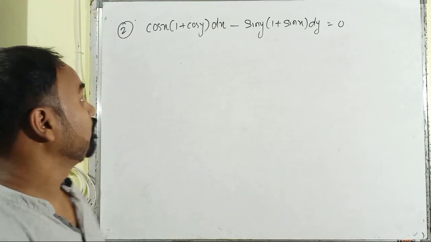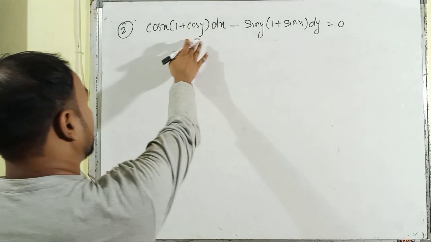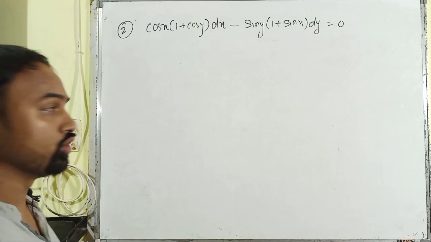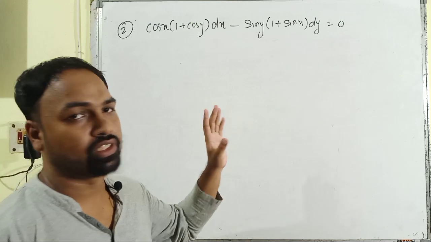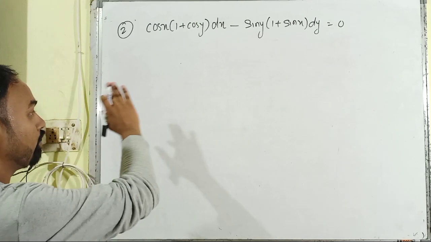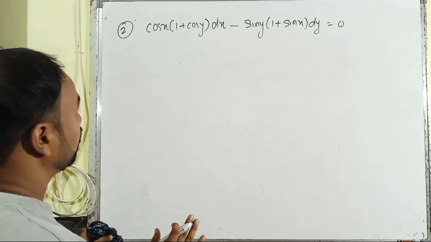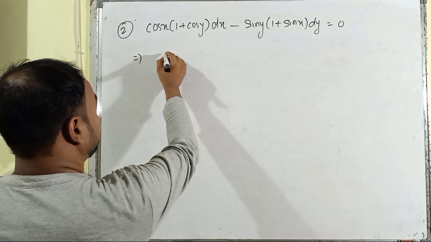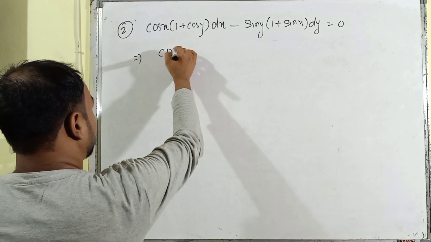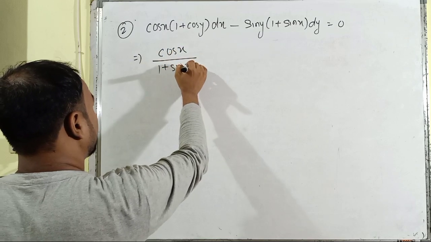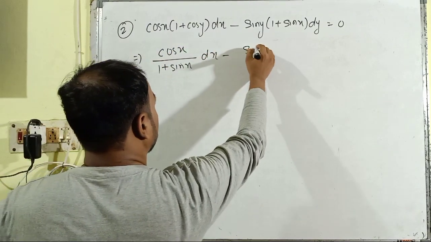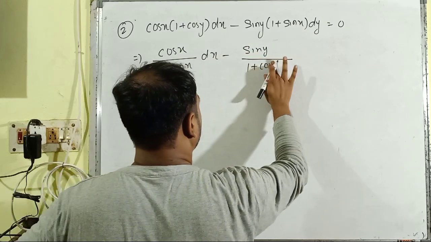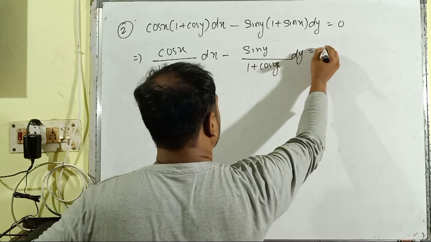So here it is the second problem of this session, and it is given that cos x (1 plus cos y) dx minus sin y (1 plus sin x) dy is equal to 0, and it is clear that it is a first order first degree differential equation. Okay, first of all, we have to separate the variables. So first of all, let us convert this equation into cos x divided by 1 plus sin x dx minus sin y divided by 1 plus cos y dy is equal to 0.